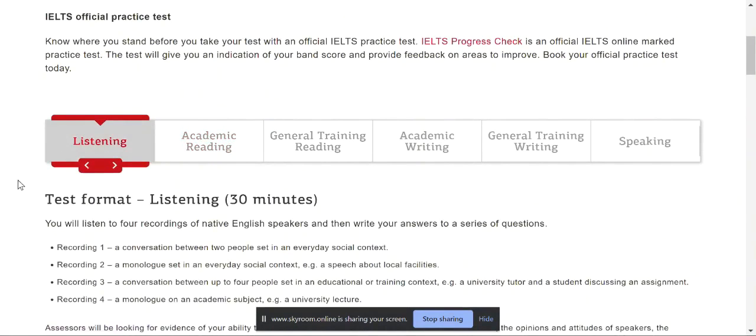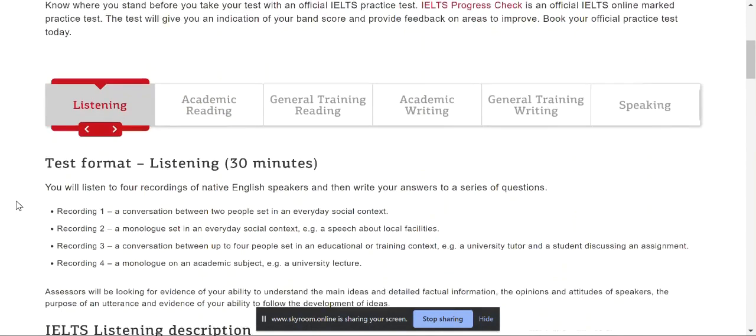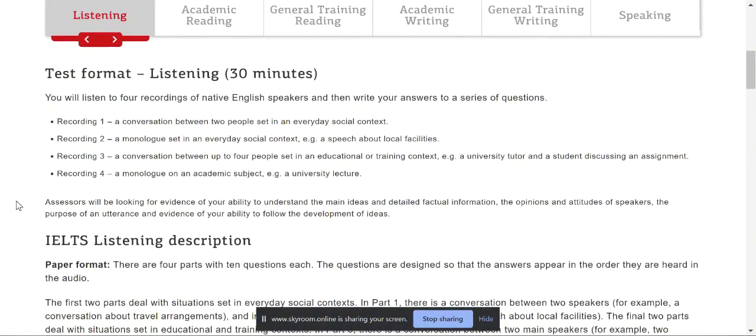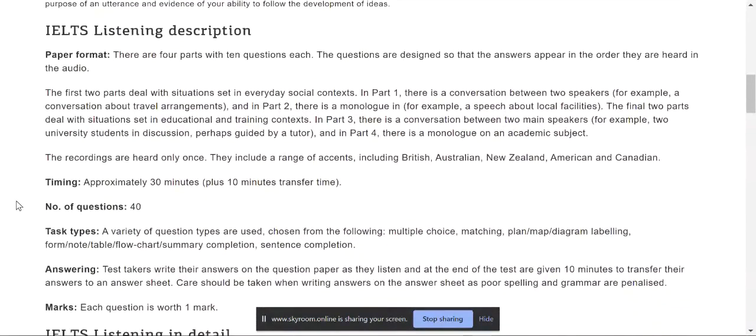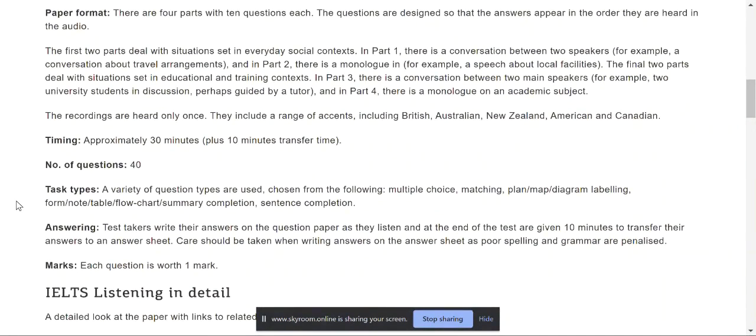This exam has 4 different sections: listening, reading, writing, and speaking. The listening section has 4 parts. Each part has about 10 questions, exactly 10 questions. And the thing here is you have different types of questions. You have something like filling a form, following a map, listening to a classroom, or something like this.